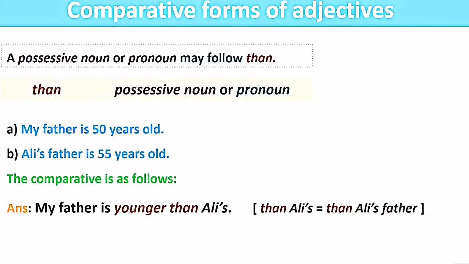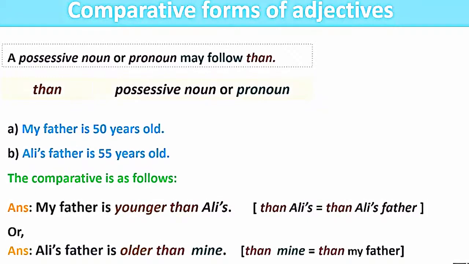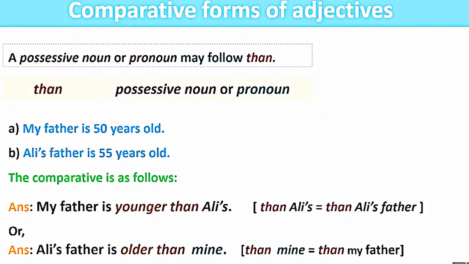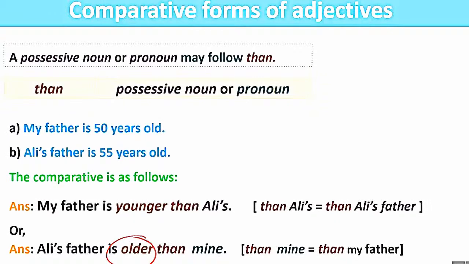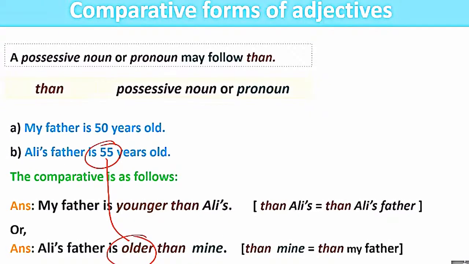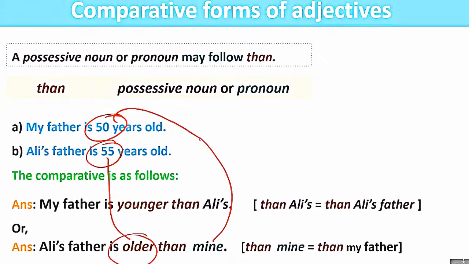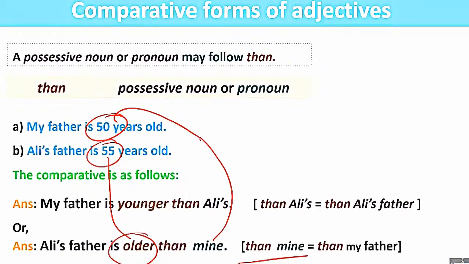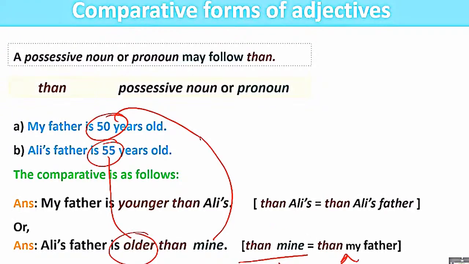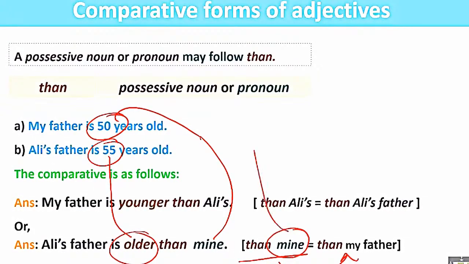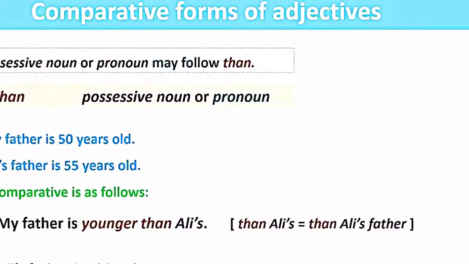Or we can write the sentence this way. Ali's father is older than mine. Here we see Ali's father is 55 years old and my father is 50 years old. So Ali's father is older than mine. Here than mine means than my father. We write mine after than and it is a possessive pronoun.